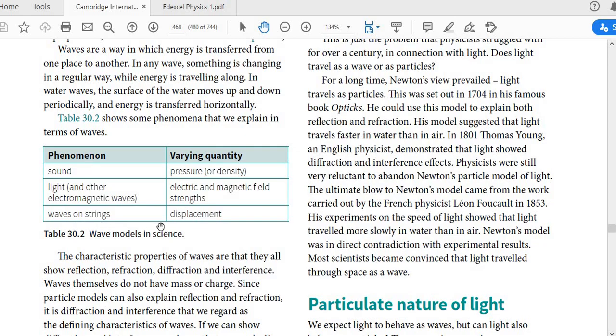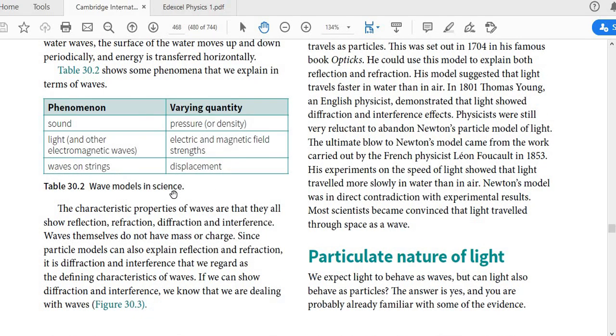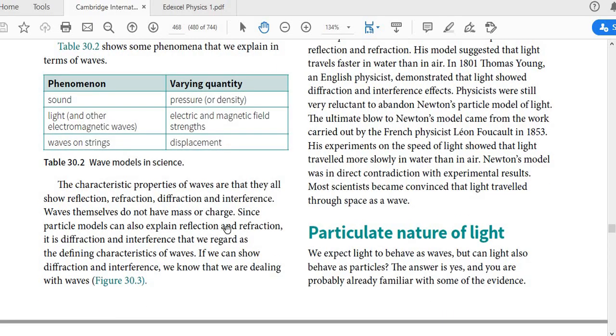Waves on strings, displacement. Part of the string moves up, part of the string moves down. So they move from the equilibrium position. So displacement. Wave models in science. Again, this is just to explain to you so that you have a general idea. But the most important things I mentioned in the beginning in the introductory part.